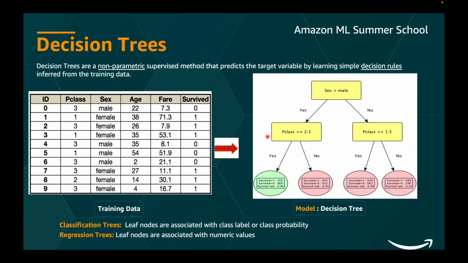Over here we've seen a classification tree where the leaf nodes are associated with a class label or class probability. We also have regression trees where, suppose instead of having to predict whether the person survived or not, my target was actually, okay, what is the age of the person? It's a regression problem. It's one which gives out a number instead of a class, right? So in those situations, in a regression tree, the leaf values are associated with numeric values and not a class label like true or false.